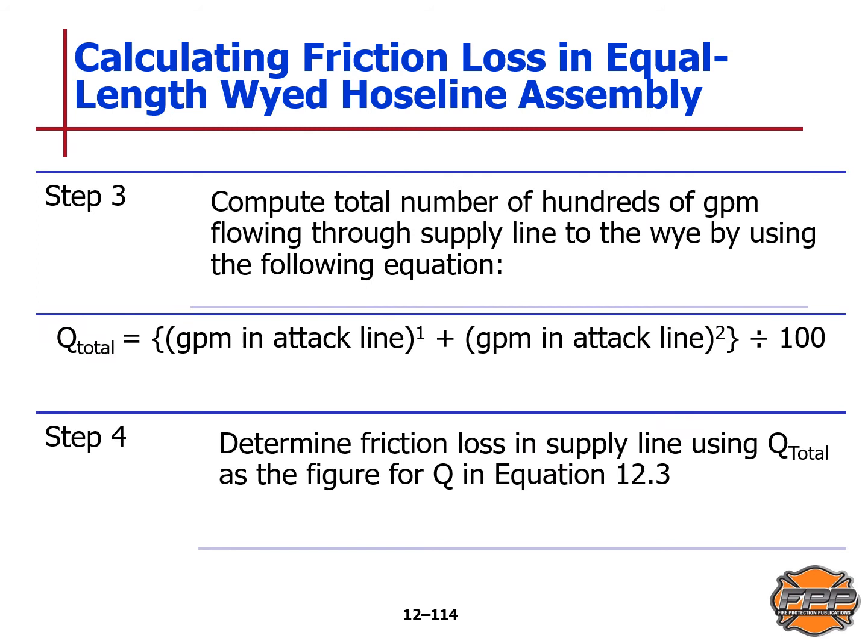Step 3: compute the total number of hundreds of gallons per minute flowing through the supply line to the Y by using the following equation. Q total equals gallons per minute in attack line 1 plus gallons per minute in attack line 2, divided by 100. Step 4 is to determine friction loss in the supply line using the Q total as the figure for Q in equation 12.3.